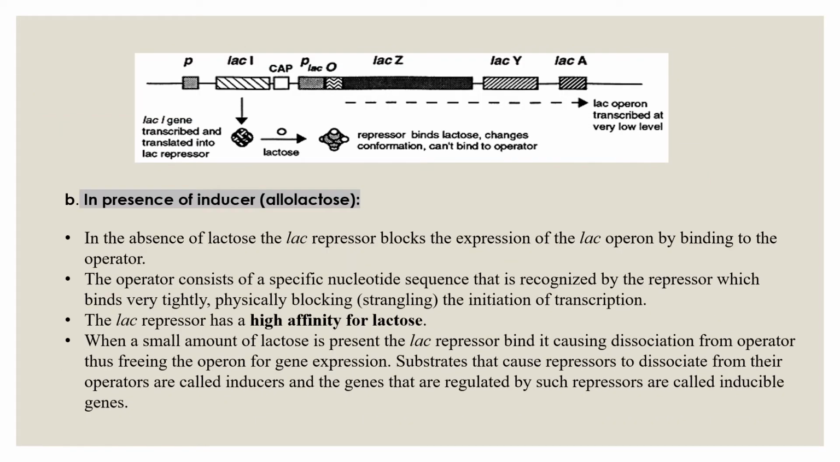Next is the presence of the inducer, allolactose. In the absence of lactose, the LAC repressor blocks the expression of the LAC operon by binding to the operator. The operator consists of a specific nucleotide sequence recognized by the repressor, which binds very tightly, physically blocking the initiation of transcription. The LAC repressor has a high affinity for lactose.